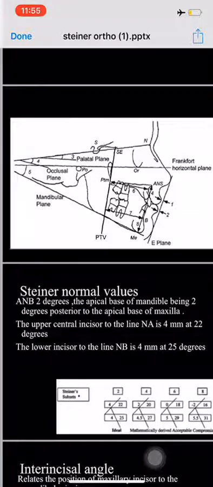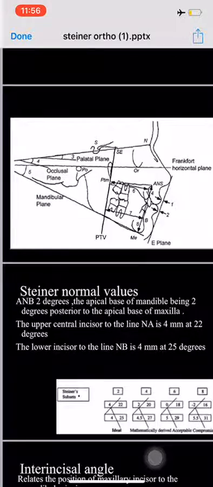Steiner normal value ANB 2 degree, the apical base of the mandible being 2 degree posterior to the apical base of the maxilla. إذن الapical base of the mandible هي 2 degree راجعة للخلف درجتين to the apical base of the maxilla. فإذا لهذا المكزيلا يكون متقدم على الماندبل. ليش؟ لأنه شتاينر وجد الأبيكال بيس هي posterior للماندبل هي posterior للأبيكال base of the maxilla.